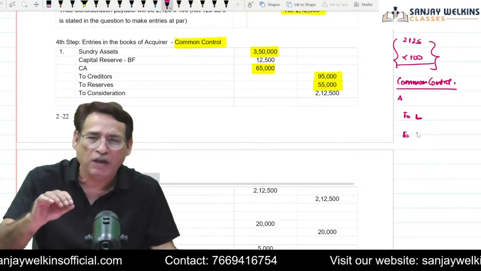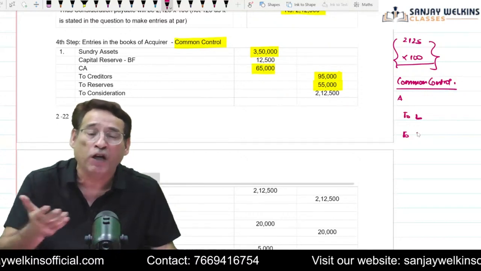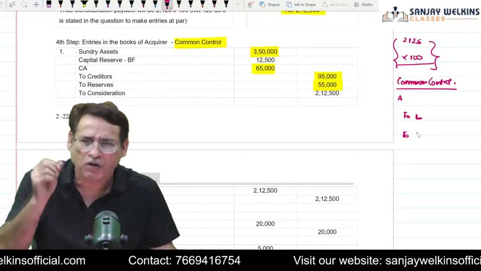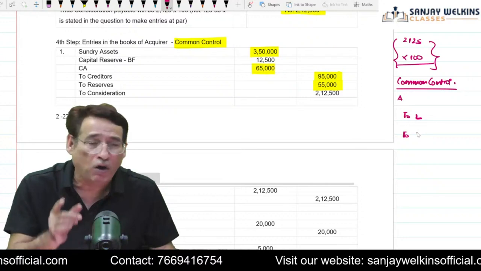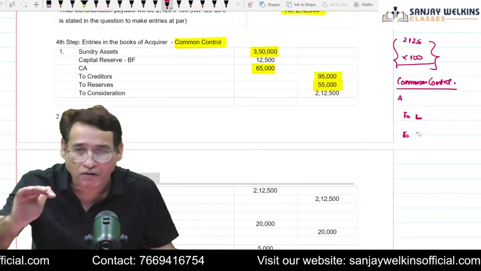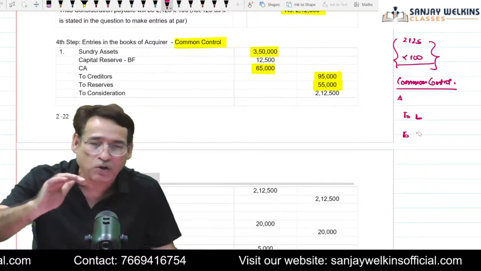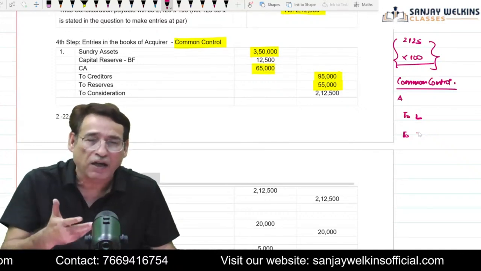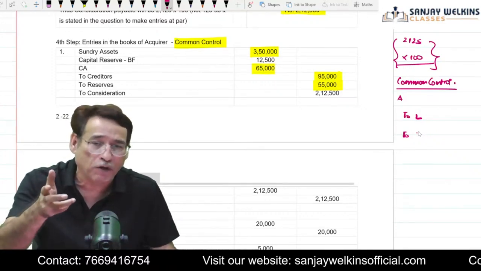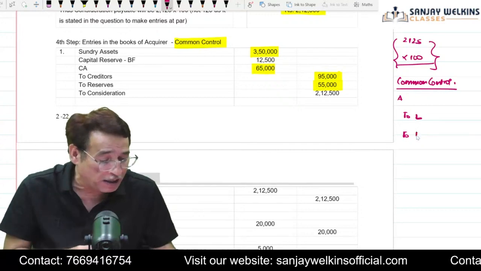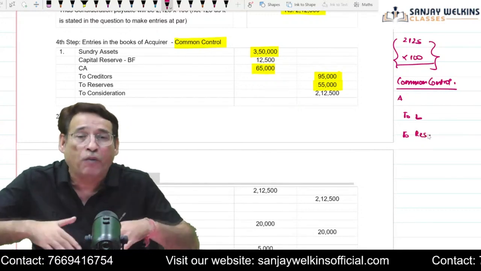And many people actually misunderstand this. They think that we are taking over the reserve. You cannot take over the reserves. Is it clear to you? Only thing is that you are maintaining and preserving the identity. That means you are creating a sort of reserve from your own side, which was appearing in the books of what we call the acquiree entity. So that is why I will create a reserve from my side.